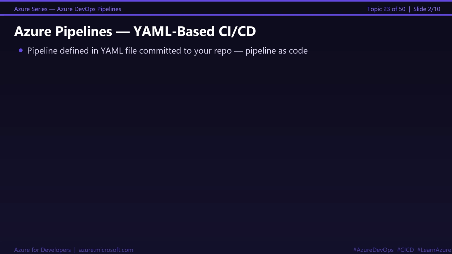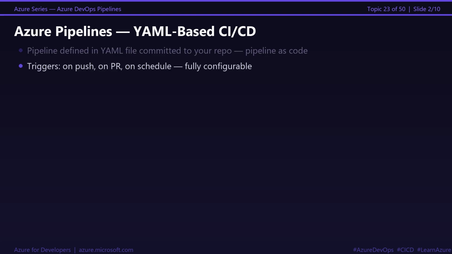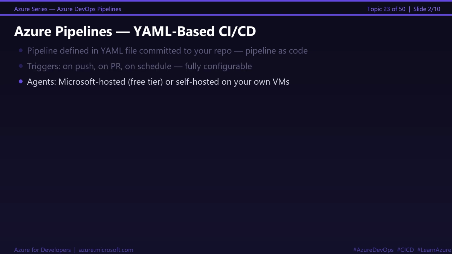Azure Pipelines uses YAML to define your entire CI/CD workflow. The pipeline file lives in your repository. It is code, not a web form. That means it goes through code review, gets versioned, and rolls back with your code. The structure is simple. Stages contain jobs. Jobs contain steps. A step is one action: run a script, build a Docker image, publish an artifact.